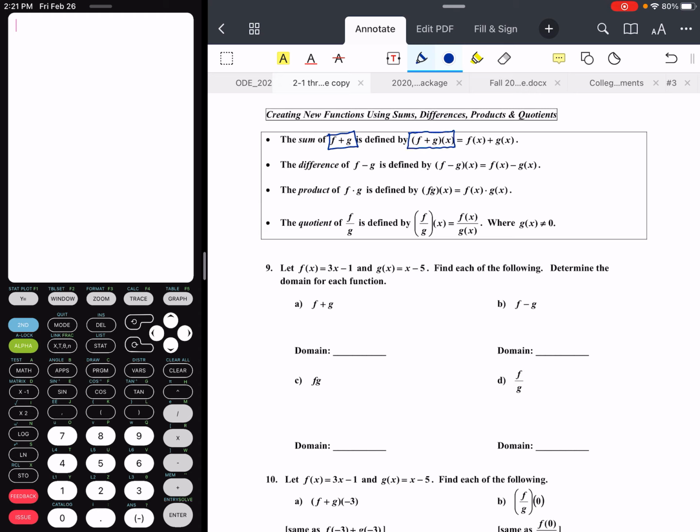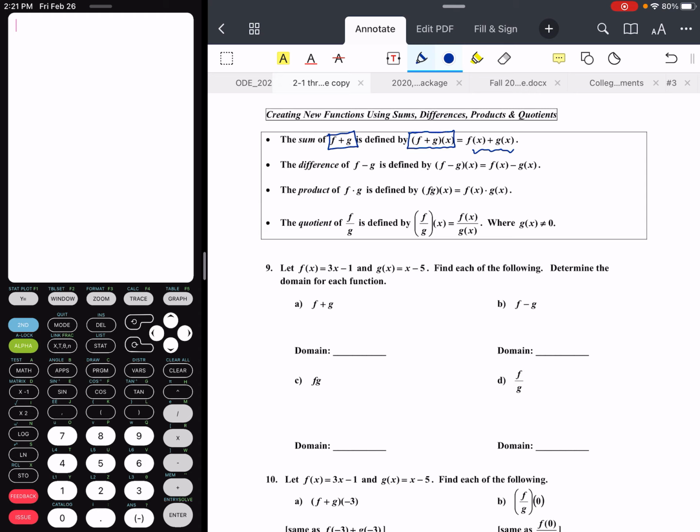And those are saying the same thing. So those are equivalent notations. One is a little more formal, the other one's a little more informal. But both of them are asking for the same thing, the sum of the two functions, f of x plus g of x. And you'll see corresponding notations for the difference, the product, and the quotient.